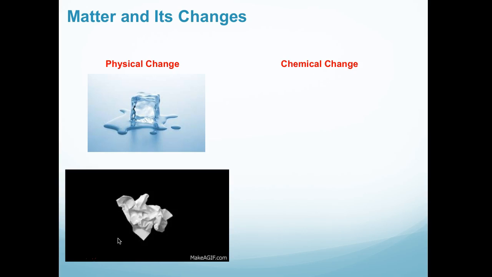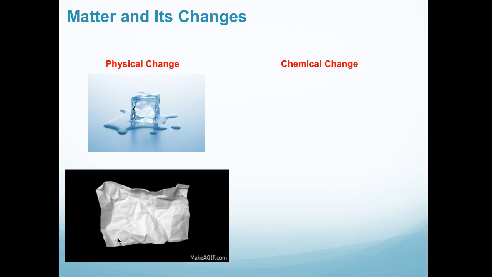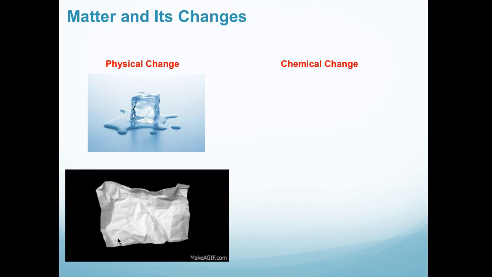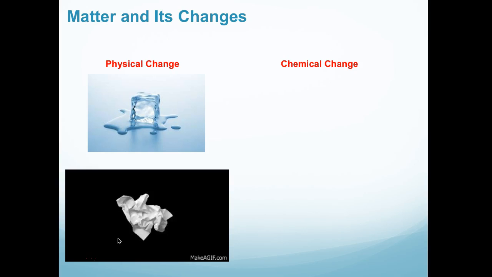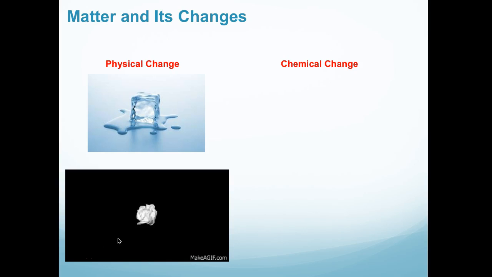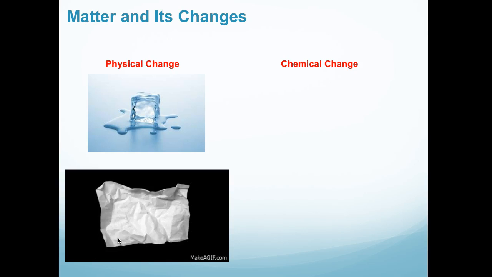And we can break that down into two different ways that matter can change. It can either undergo a physical change or a chemical change. So I have some examples of both cases, and the first one is going to be a physical change where, for example, ice is melting, or we take a piece of paper and we're crumpling it up.